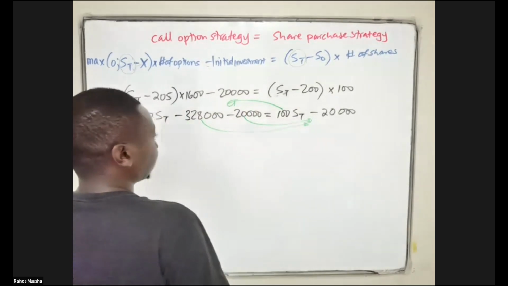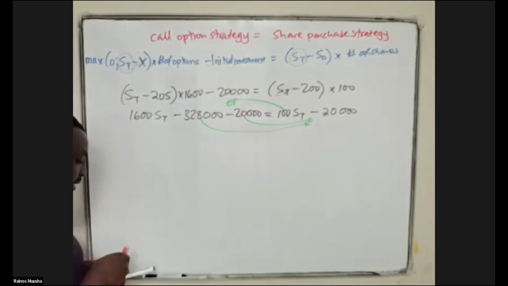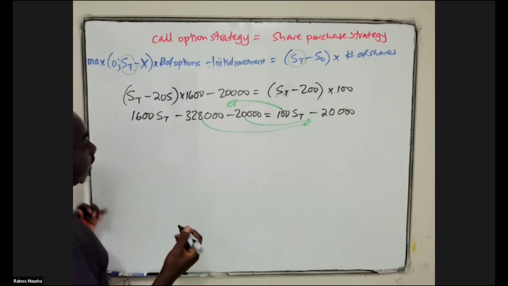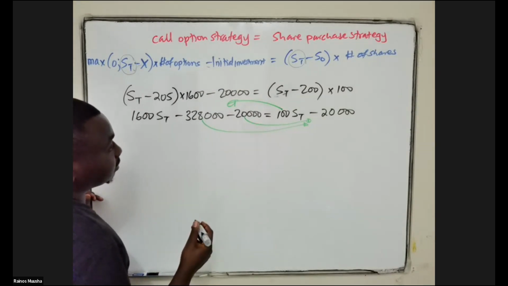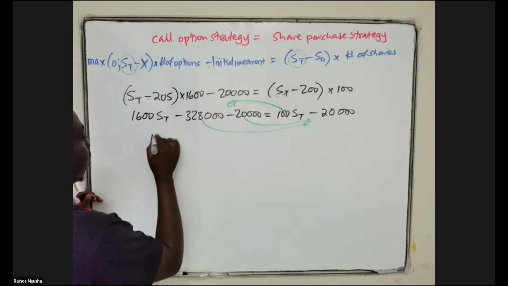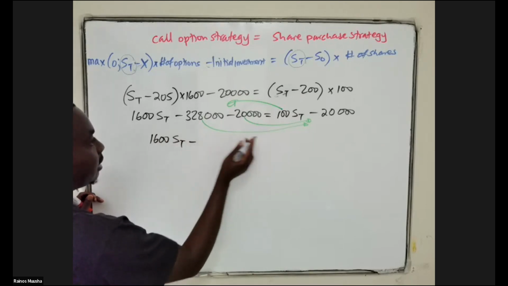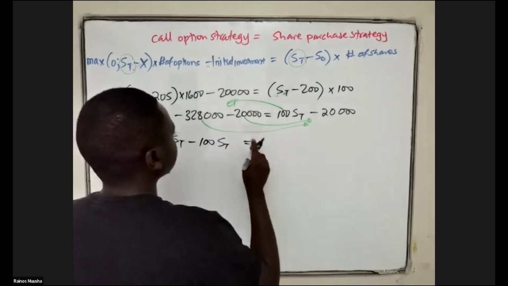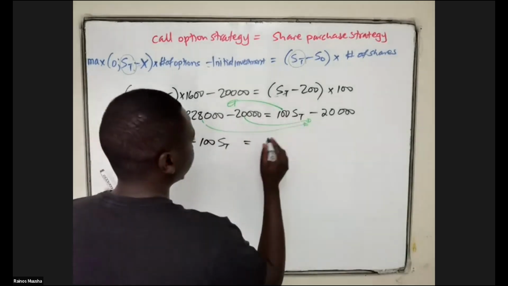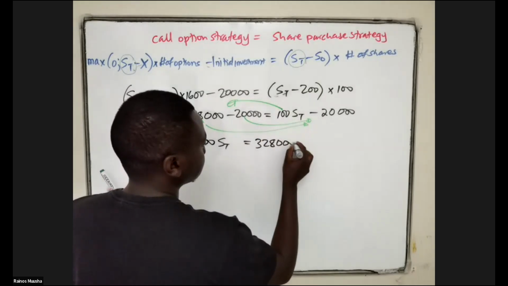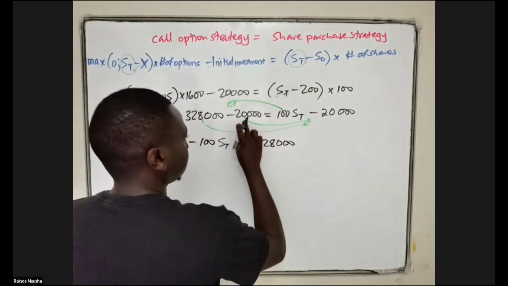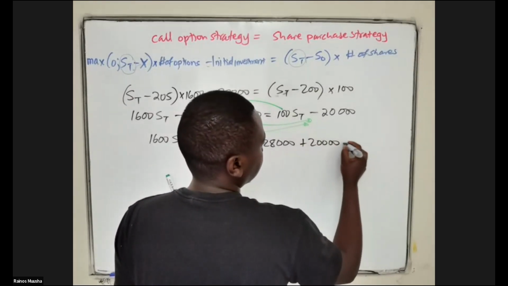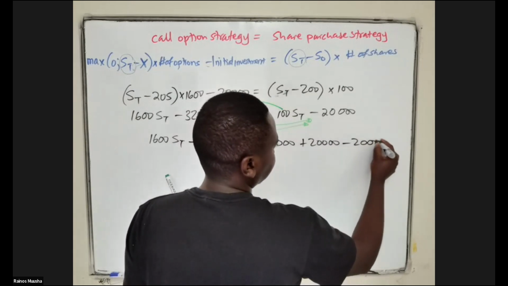And remember, if you move to the opposite side of the equal sign, if you're carrying a negative sign, you're going to be carrying a positive sign. And if you're carrying a positive sign, you will be carrying a negative sign. So if that is the case, it would mean, in this case, it's going to be 1,600 ST minus 100 ST should be equal to 328,000. When it goes this side, it's going to be positive. The 20,000, when it goes this side, is also going to be positive.